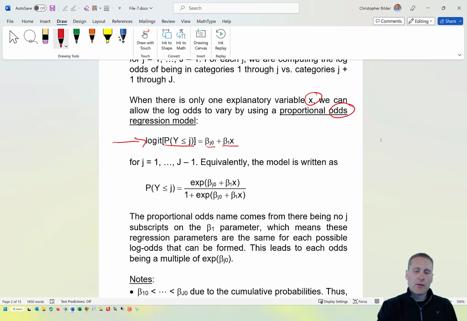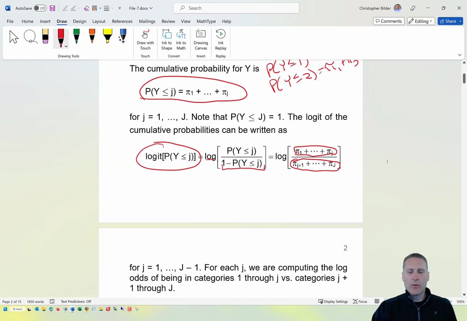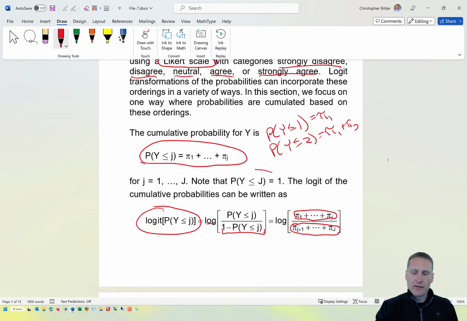And notice how this model is defined for j equal 1 up to capital J minus 1. Well, where is that capital J? Why don't I go up there? Well, because we know the probability y is less than or equal to capital J is simply 1, because that's the highest of these categories.